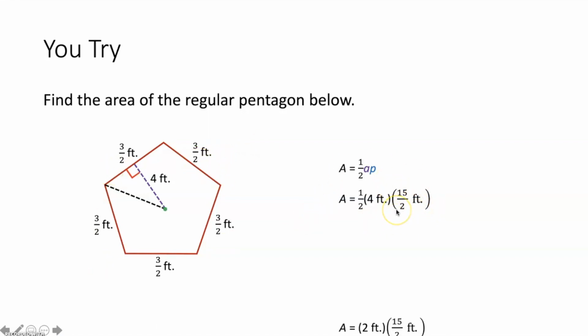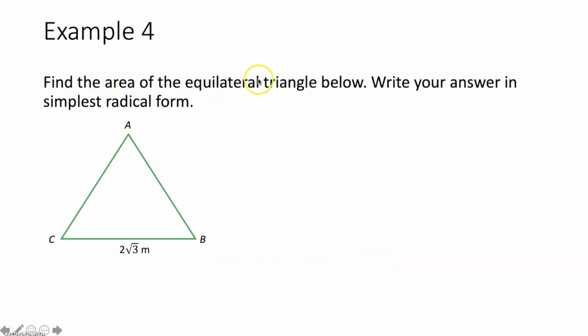Now all I have to do is multiply this out, and I get that the area of this regular pentagon is 15 square feet, or feet squared. Now example 4 says find the area of the equilateral triangle below.